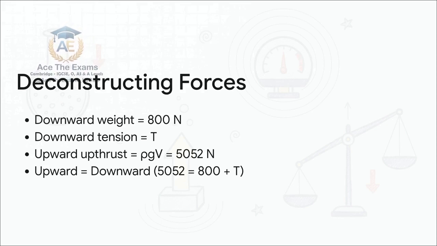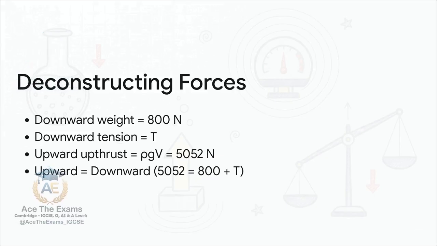It's tied down securely, which means it's in equilibrium. Total vertical forces must be 0. Let's look at downward forces first. We've got the drum's actual weight pulling down, which is 800 newtons. And we've got the cable's tension pulling down. Let's just call that T.